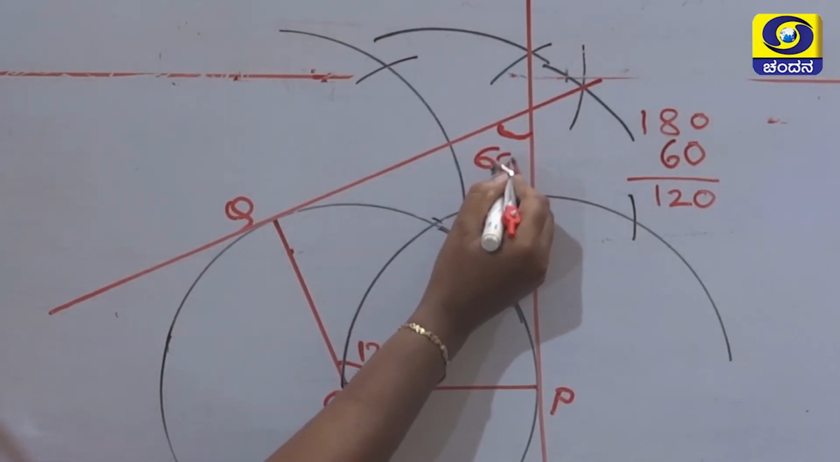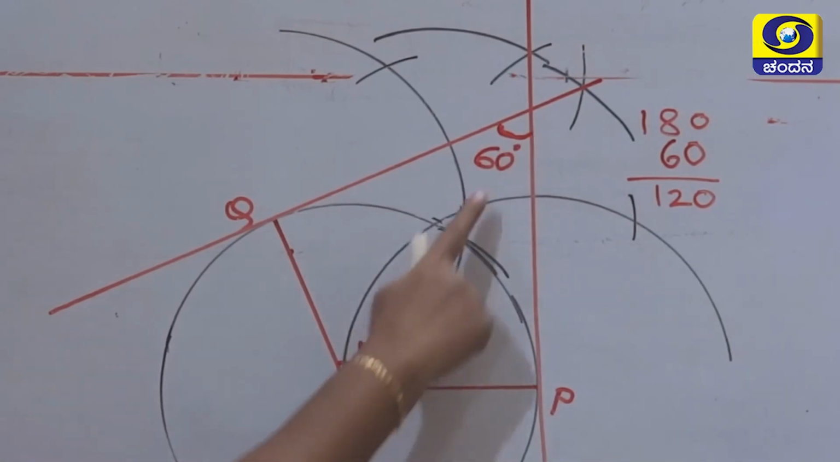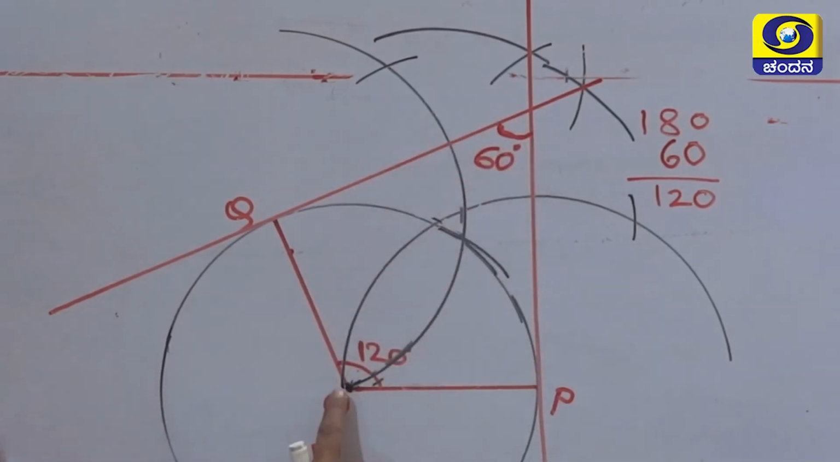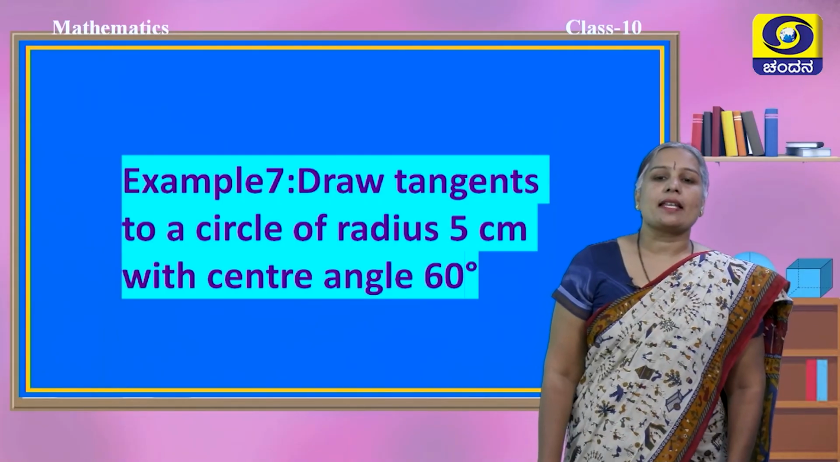In this way, we can create tangents at point P and Q, and this point where two tangents meet will give us an angle of 60 degrees, because the angle at tangent and angle at circle add to 180 degrees. They are supplementary angles. Let us see this example.